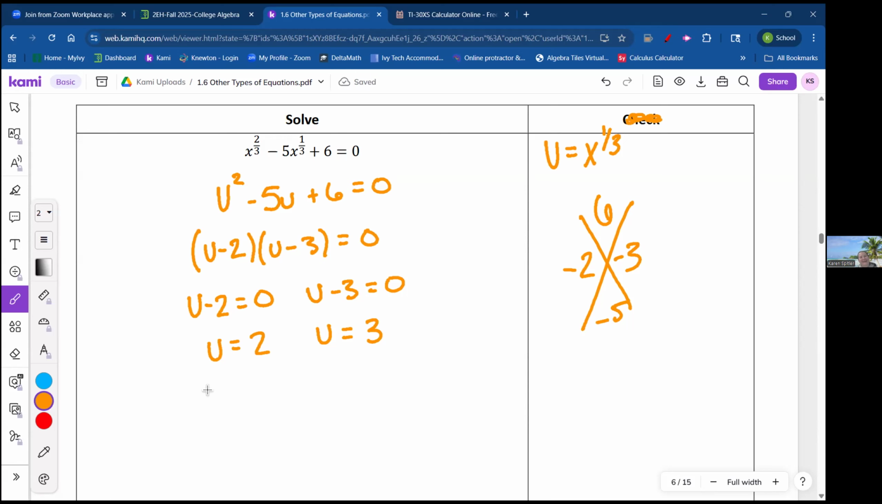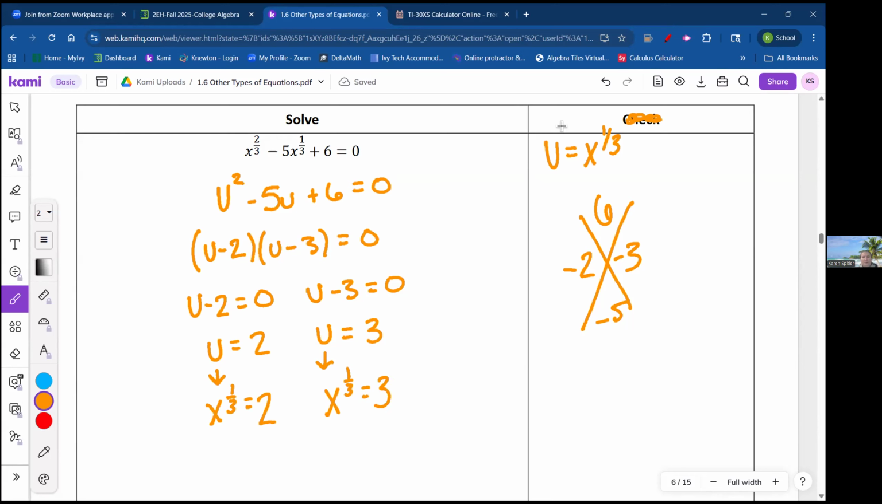All right. So guys, right here, back substitute. U isn't U. U is X to the 1/3, right? So boom, change that back. X to the 1/3 is actually equal to 2. And boom, change that back. X to the 1/3 is equal to 3.